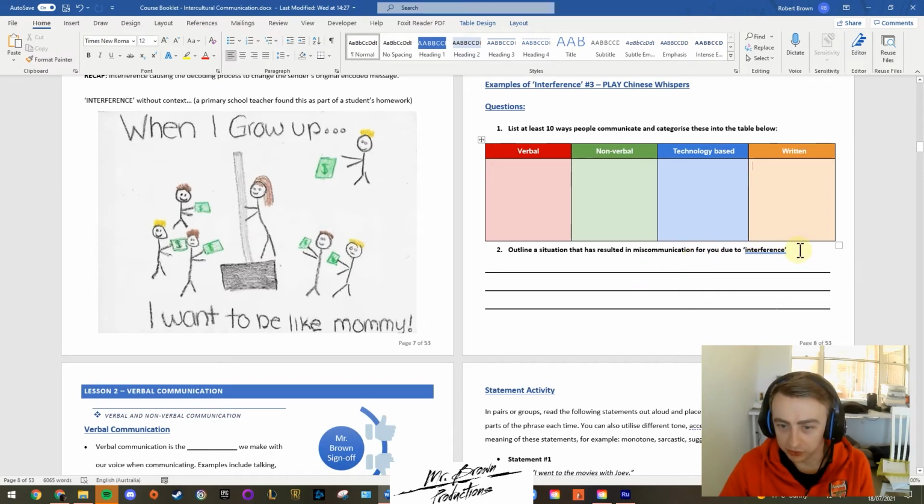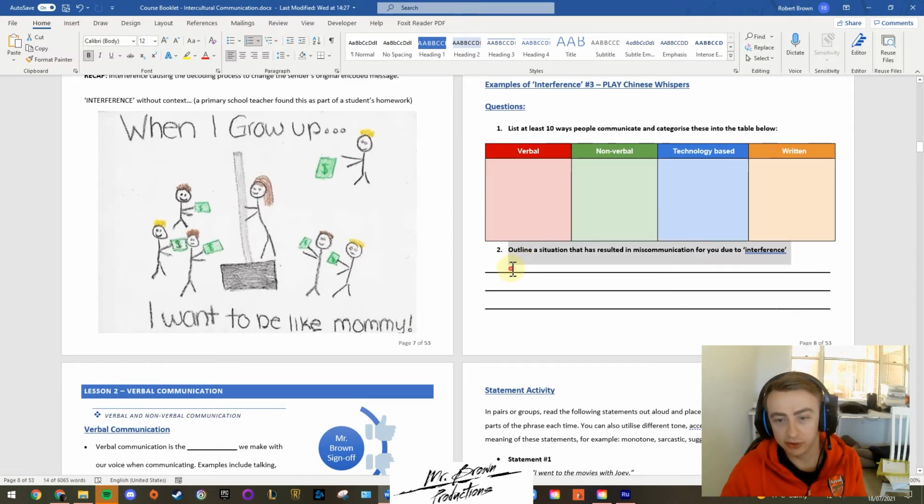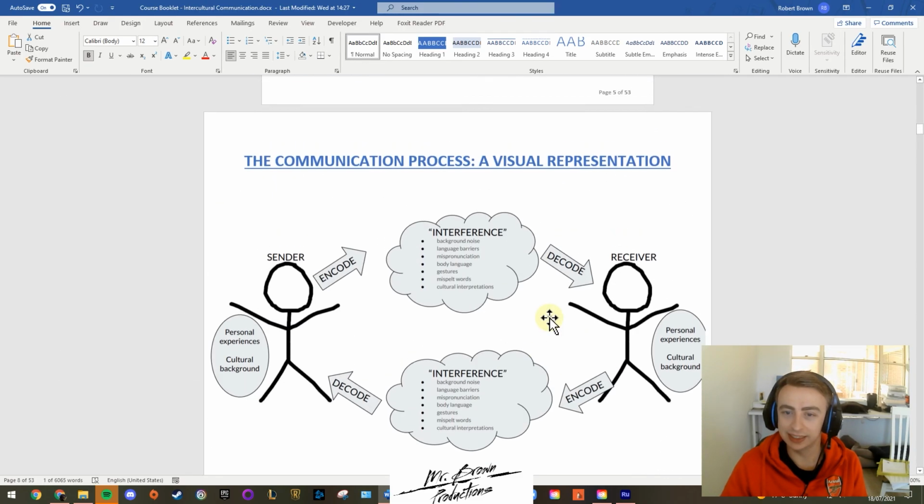And then what I want you to do finally is I want you to outline a situation that has resulted in miscommunication for you due to interference. So tell me about a story where, something you've said has been misinterpreted, something you text auto-corrected to something different and it changed the complete meaning. Whatever it is, I want you to outline a situation that was misinterpreted due to interference for you. And that's it for this lesson. Thank you.